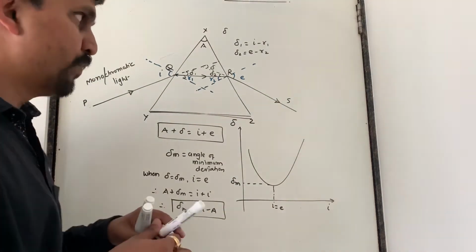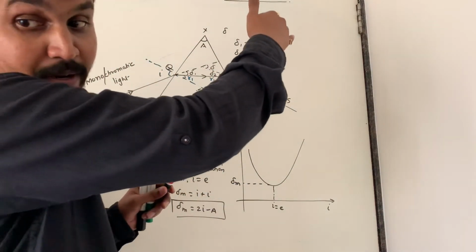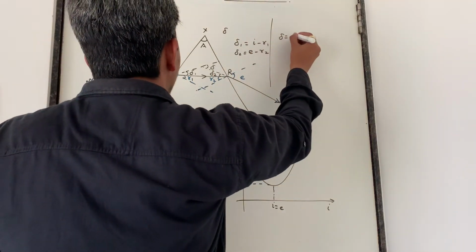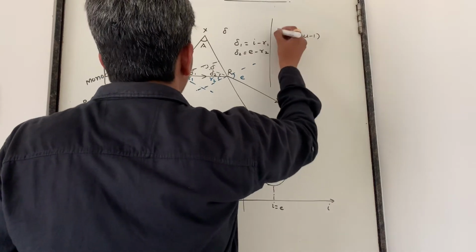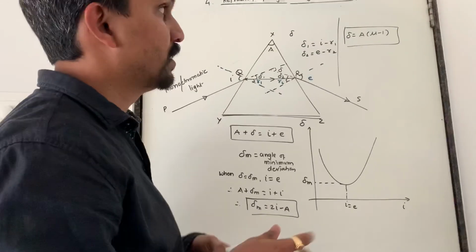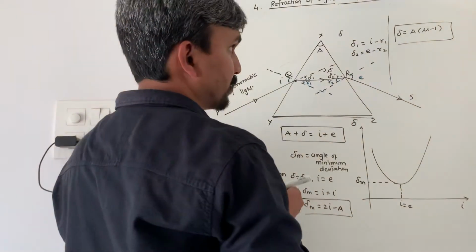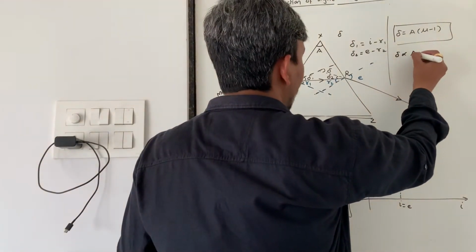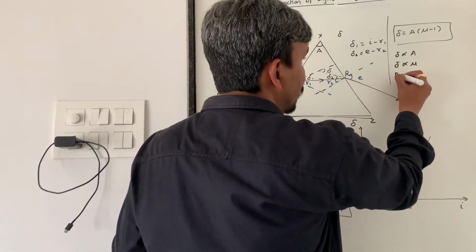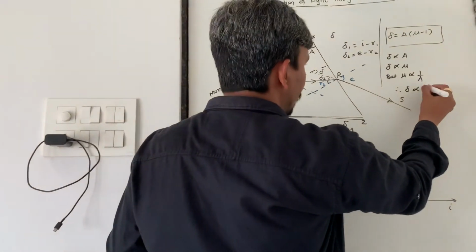Now on what factors does delta depend? So I will write that part over here. Just check. So delta is equal to A times (mu minus 1). This is one relation. The proof of this relation is not required for us. Now what is delta? It is the angle of deviation. So angle of deviation depends on what factors? It is directly proportional to the angle of prism. It is directly proportional to the refractive index. But the refractive index is inversely proportional to lambda. So delta is also inversely proportional to lambda.